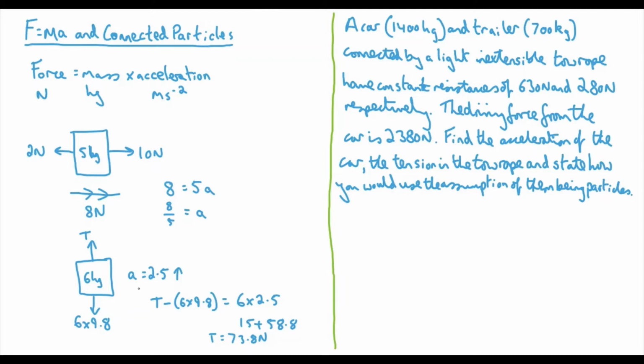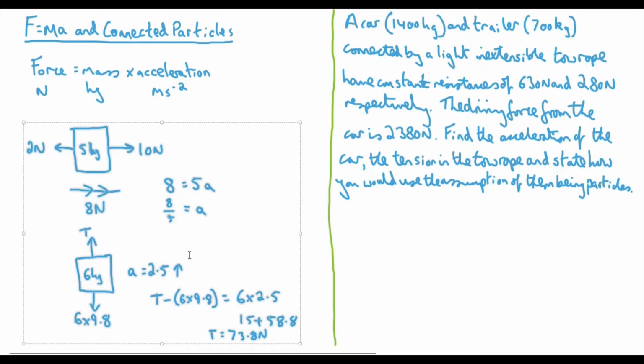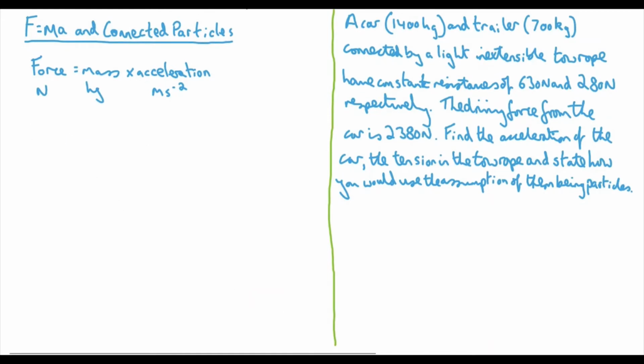But we could also have connected particles, and we're going to refer to them as particles because that will help us just imagine that their mass is concentrated in one area. That's only one kind of assumption that we can make, though. So we can say that if we assume that these things are particles, then that means their mass acts at one point.